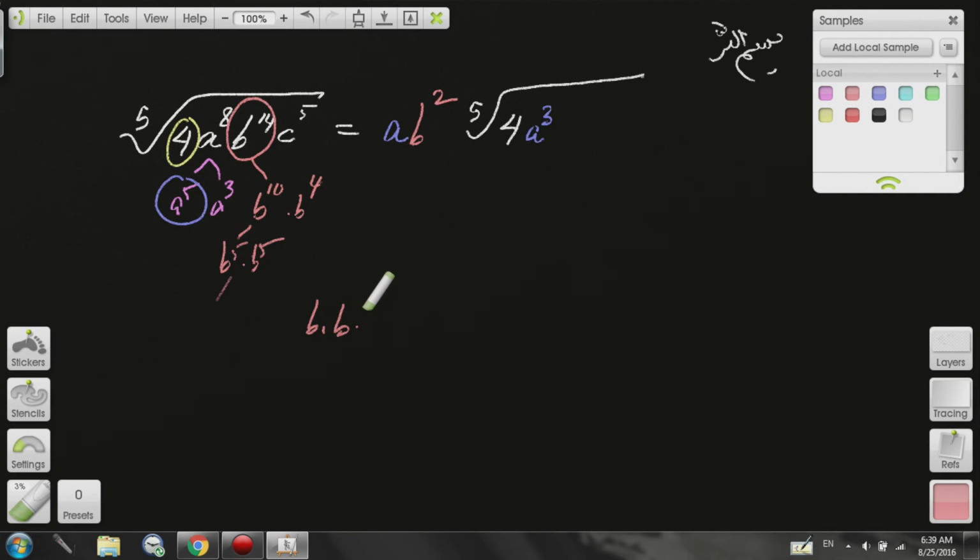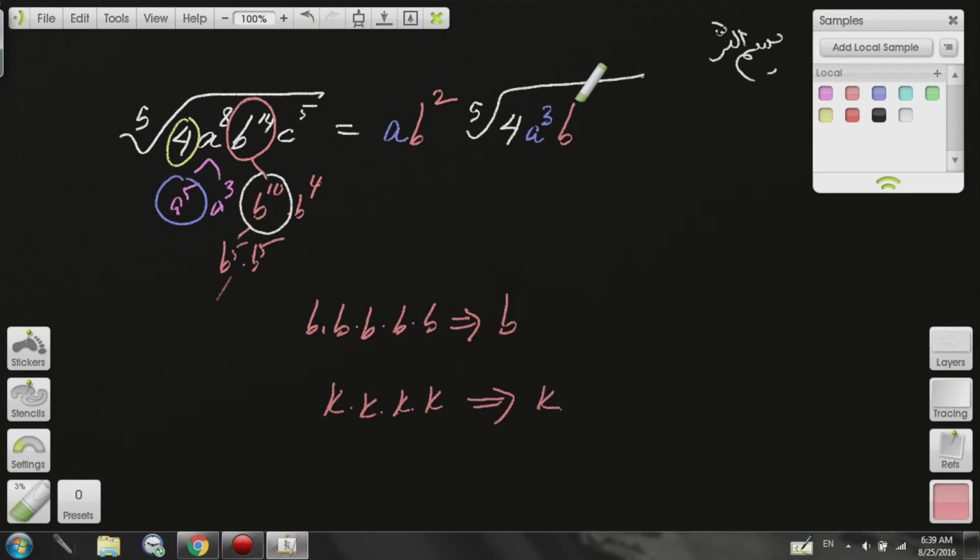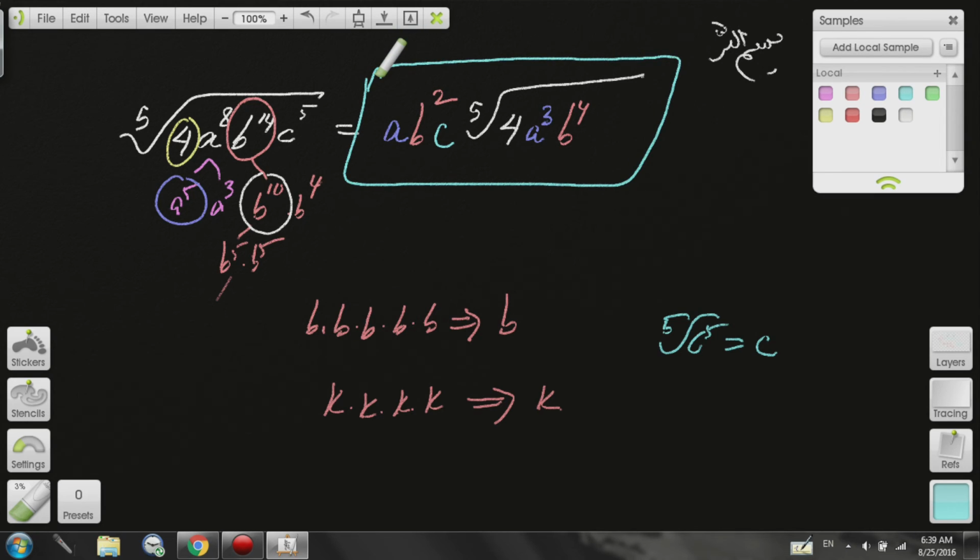See, every five of them will come out as 1 for fifth root. Okay, if you were taking fourth root, every 4 will come out as 1. Okay. So the fifth root of b to the 10th is b squared. But there are 4 b's left inside. So there's b to the 4th. And c to the 5th, fifth root of c to the 5th is just c. C comes out. There's no c under the radical. So all of this will simplify to that. Like this. Okay?